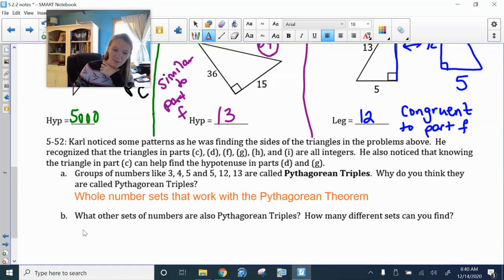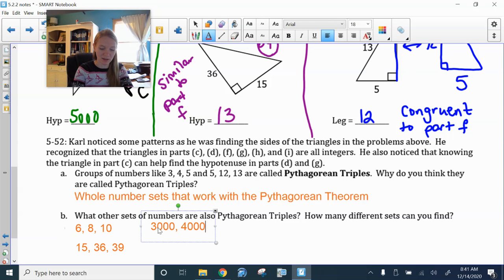So it says here, what other sets of numbers are also Pythagorean triples? There's an infinite number of sets that can be Pythagorean triples. Anything that is a multiple of a basic triple is also a triple. So we already had 3, 4, 5. So we knew then that our 6, 8, and 10 were Pythagorean triples. We also knew that our 5, 12, 13, and so then our 15, 36, 39 were Pythagorean triples. We also saw that the 3,000, 4,000, 5,000 were Pythagorean triples because they were just multiples of the numbers 3, 4, 5.